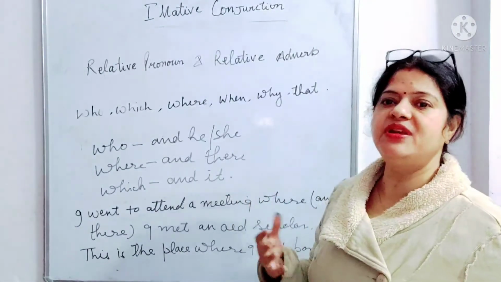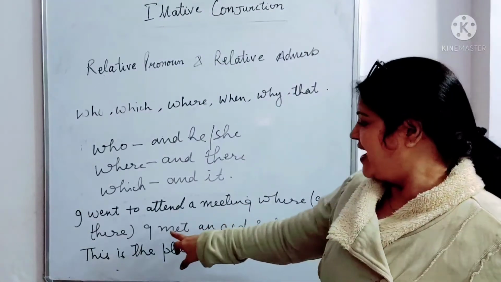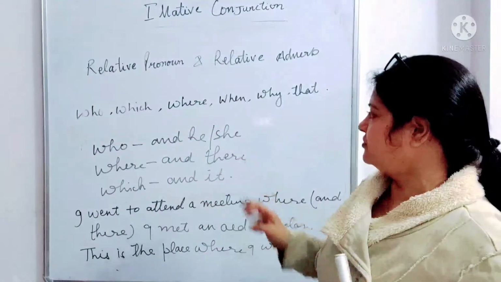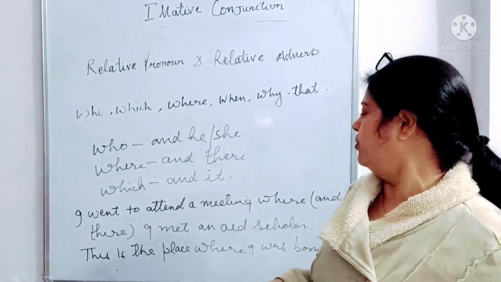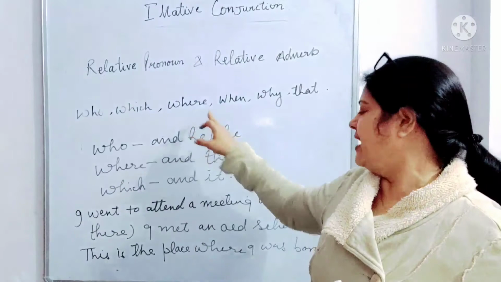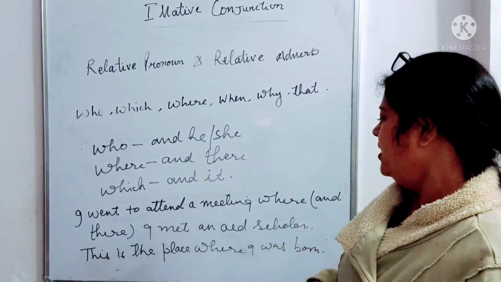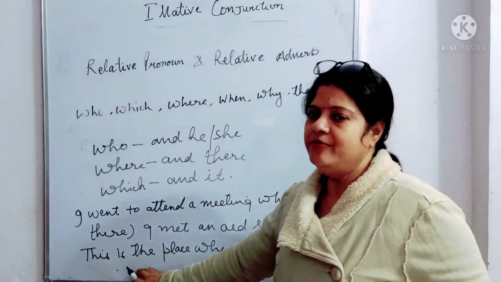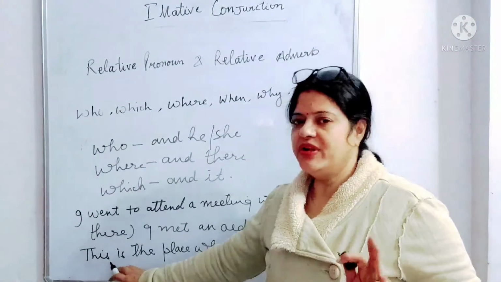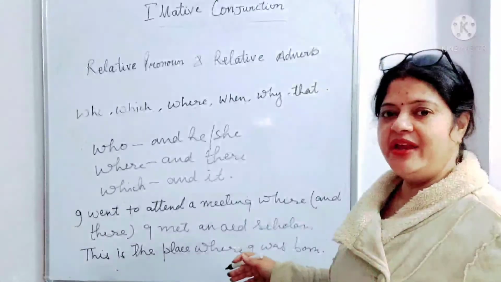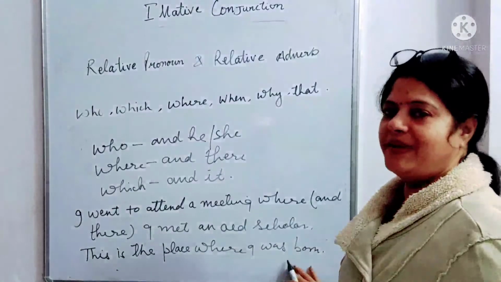Two actions are happening together. So this where, this relative adverb, is used here in continuative sense. But I have written one more example. So here you can find that this adverb where is used in restrictive sense. So it is a complex sentence.